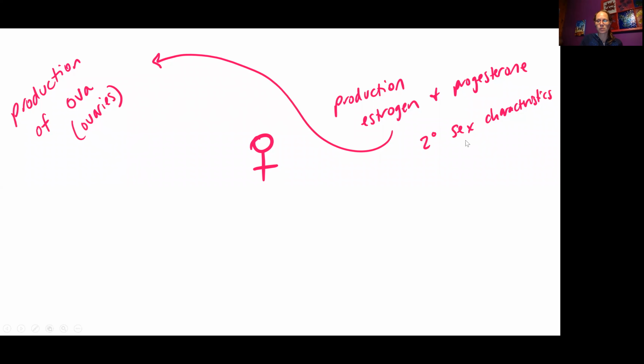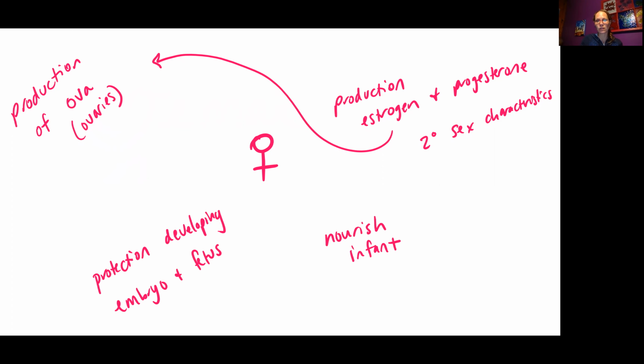In addition to these jobs, the female reproductive system also has the job of protecting the developing embryo and fetus, and then nourishing the infant after birth.